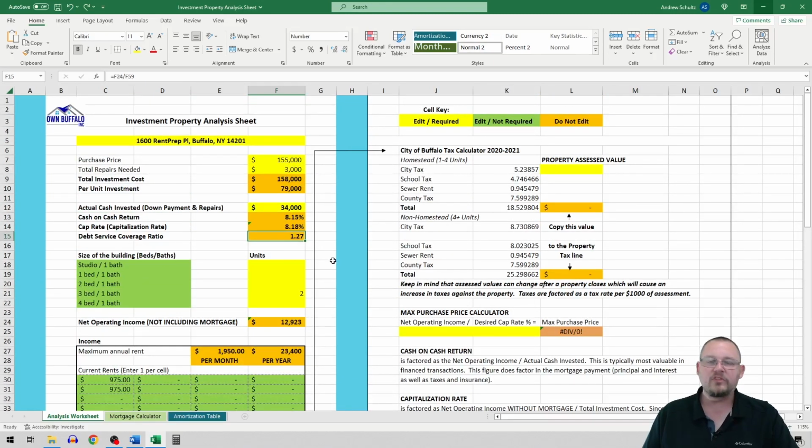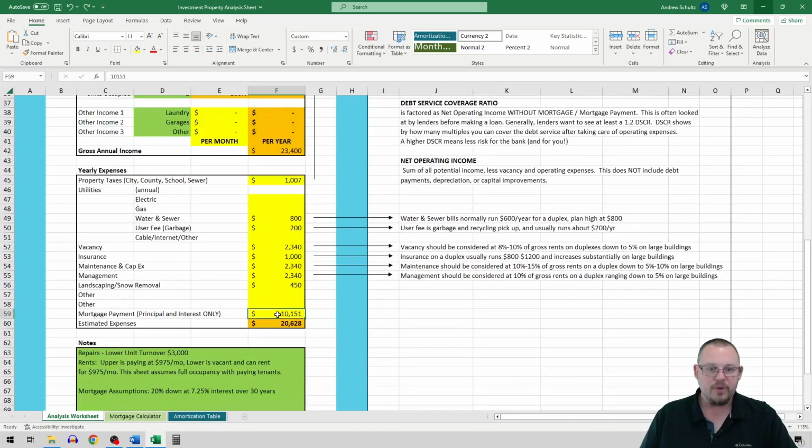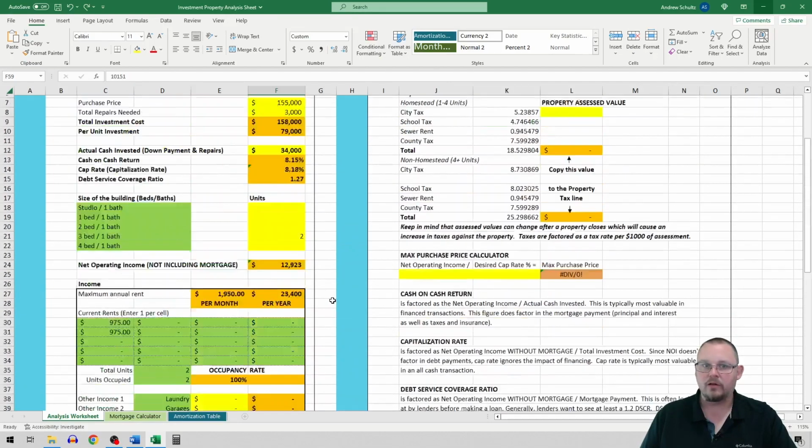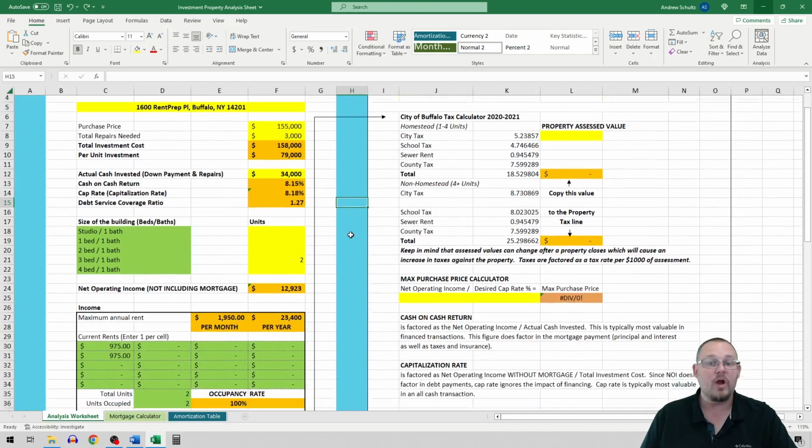So at a 1.27x, what that means is that based on the net income of, call it, $13,000, and the mortgage payment of, call it, $10,000, the property can essentially afford to pay that mortgage 1.27 times based on the net operating income before you get into a situation where the property can no longer support itself. That's the number that the banks typically look at when they're looking to decide if they want to make a loan on a property or not.